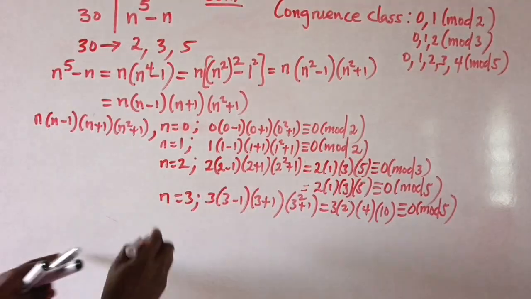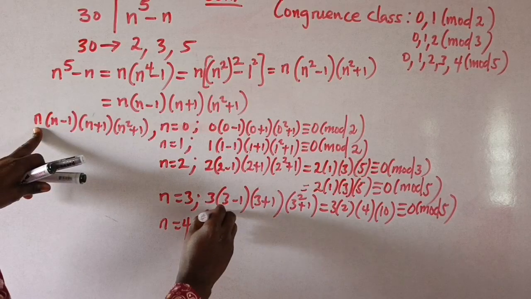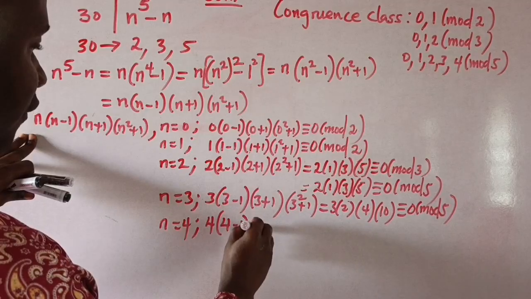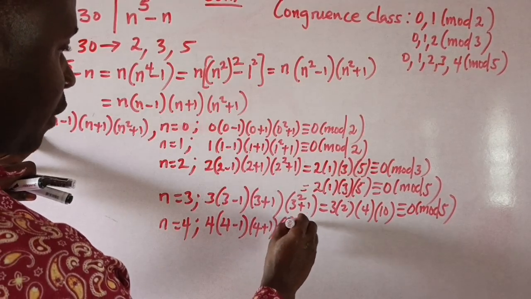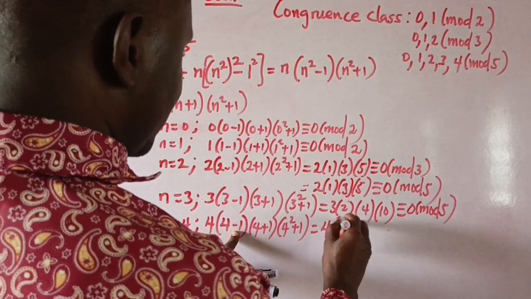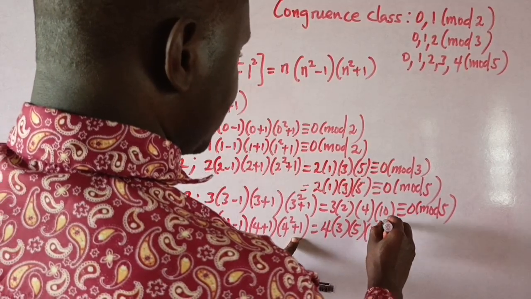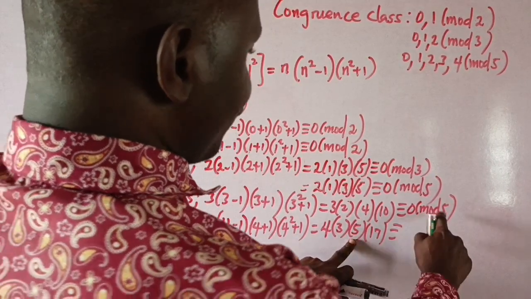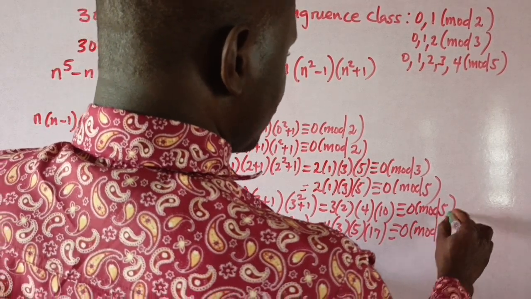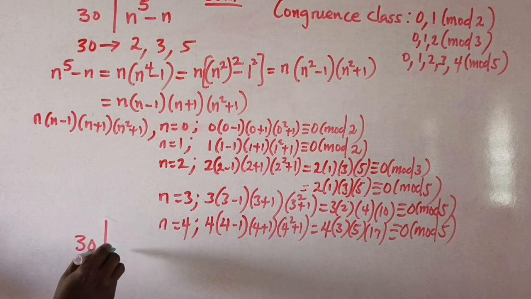So we want to test for 4 now. N equals 4. In place of n, you put 4 there: 4 times (4 minus 1)(4 plus 1)(4 squared plus 1). Then 4 minus 1, we have 3. 4 plus 1, we have 5. Then 4 squared is 16, plus 1, 17. Since 5 is one of the factors, and when 5 is divided by 5 the remainder is 0, multiply 0 with any number, you are going to have 0. That is 0 mod 5.